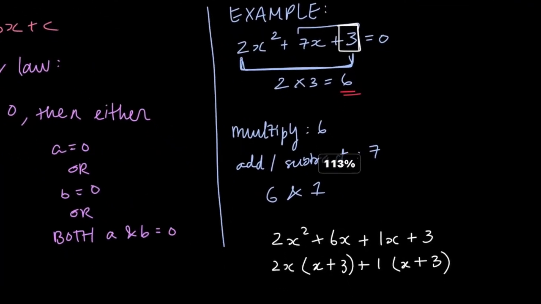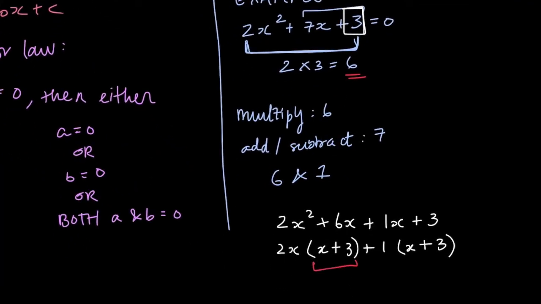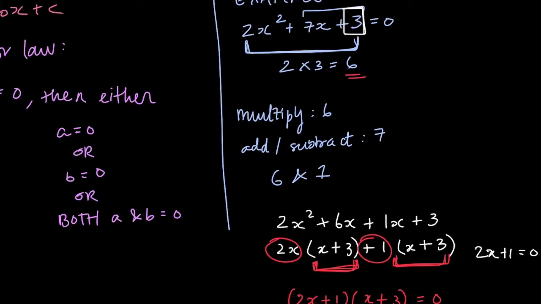Now we have the same factor, and we can combine this and keep our common factor. So 2x plus 1 multiplied by x plus 3 is equal to 0. From here we can use the null factor law: 2x plus 1 is equal to 0, so therefore x is equal to negative a half, and x plus 3 is equal to 0, so therefore x is equal to negative 3.